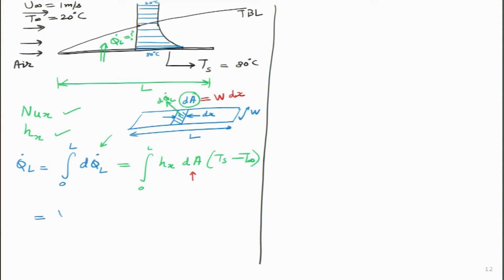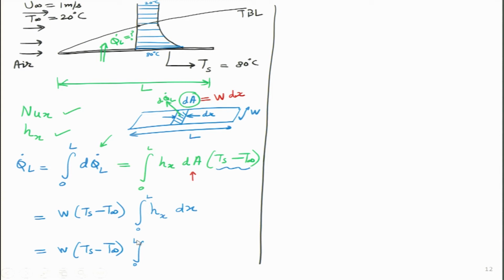And the constants I will take outside. So width is a constant, and Ts minus T infinity is also a constant. All I am left with is h_x dx, which I want to integrate from 0 to L. And the h_x value I will go back one slide and write from there, because that value we have already obtained from the Blasius solution.